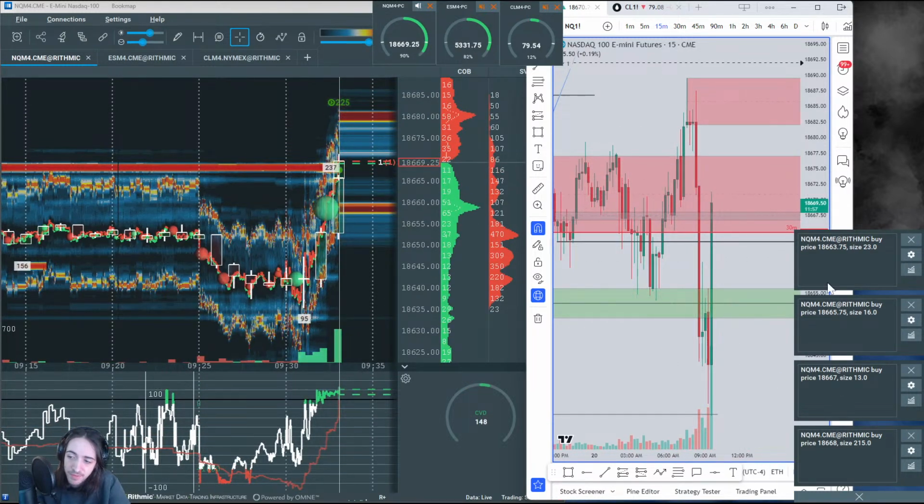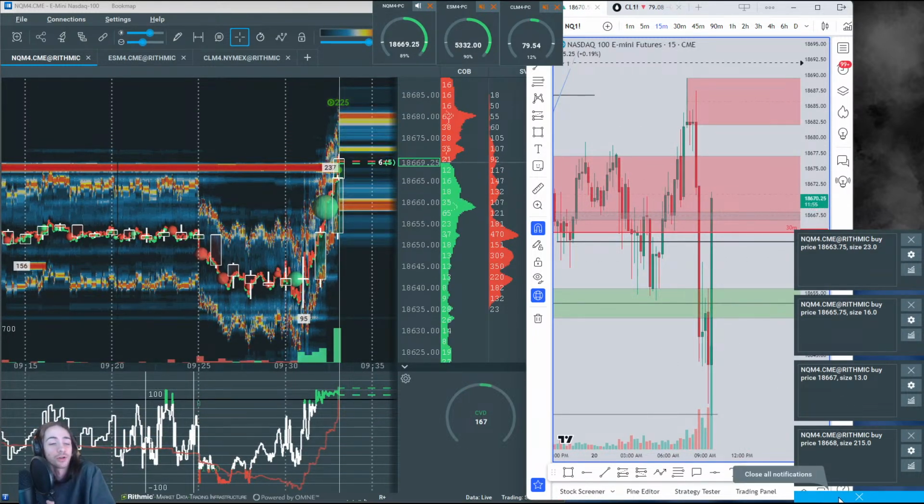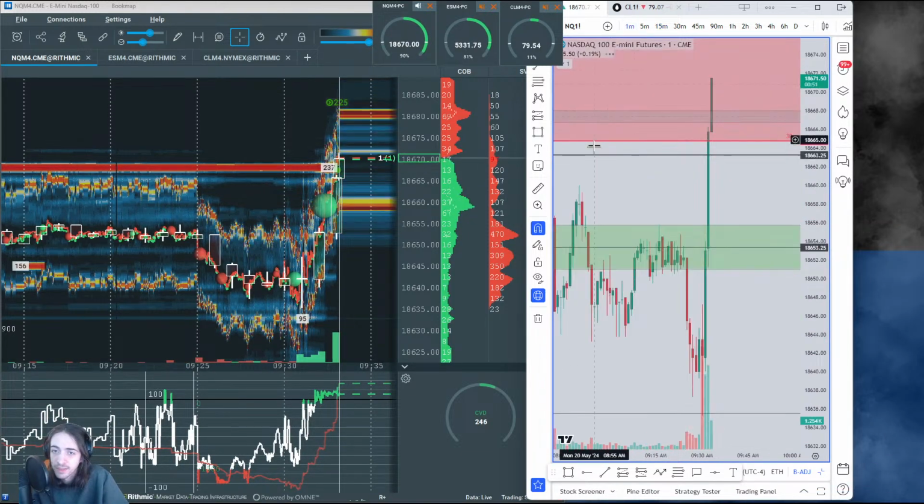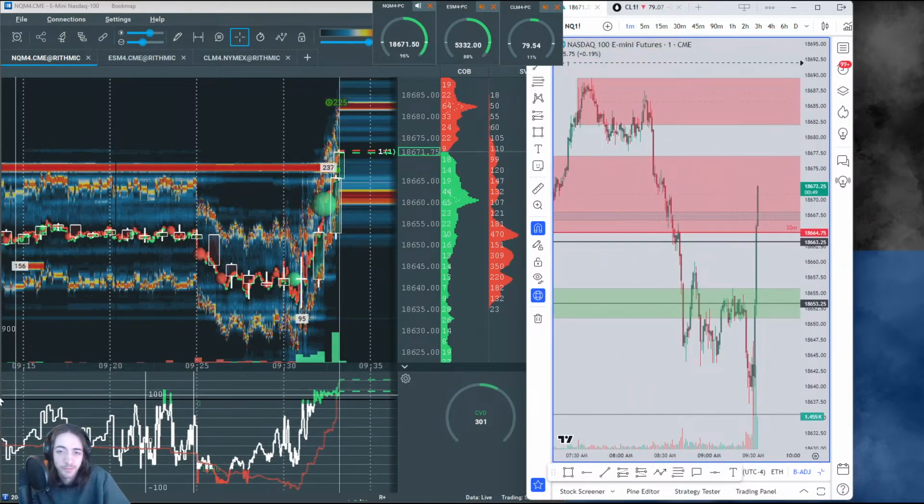Look at these buyers coming in. Good buyers hitting the tape on the large trade alerts on the Bookmap tool. Look at the 1 minute. Buyers are just pumping away.